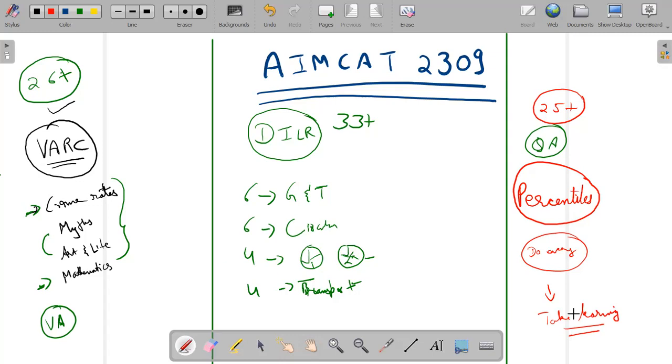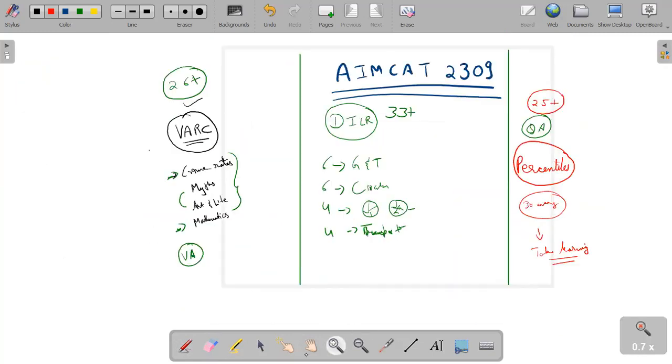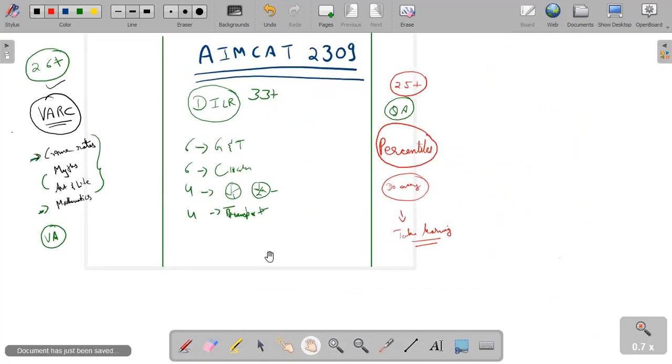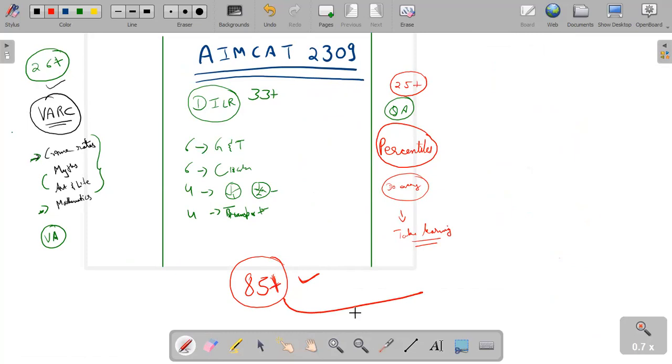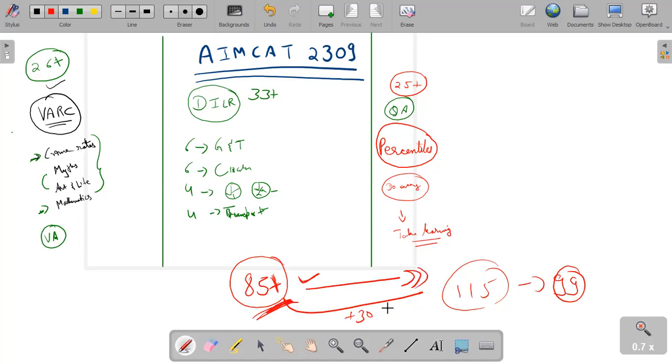For the overall mock scenario, if I add 26 plus 33, it would be 59 or almost 60, and with 25 from quant, 85 is again a bare minimum in this mock, which you should target. If you add 30 marks, 115 is leading you to the 99 percentile. So you who are just scoring 85 marks are not very far away from 115. You just need to score 30 more marks, or you can say 10 more correct questions.